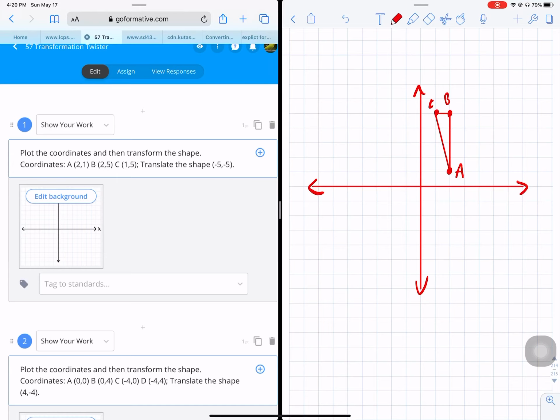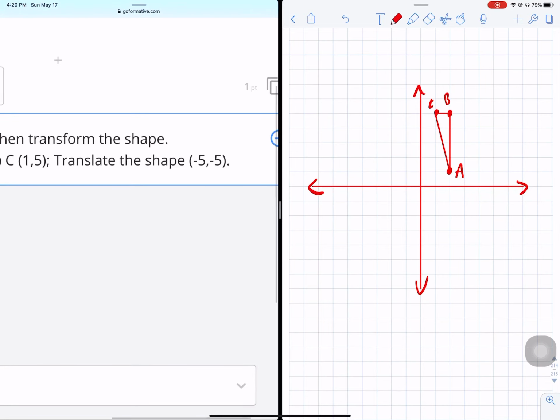It wants me to move the shape negative 5 spaces to the left, and then negative 5 spaces down. This is basically what it wants me to do, which we can do with each point. We can just move each piece to the left 5 and down 5, each coordinate. So 1, 2, 3, 4, 5, 1, 2, 3.